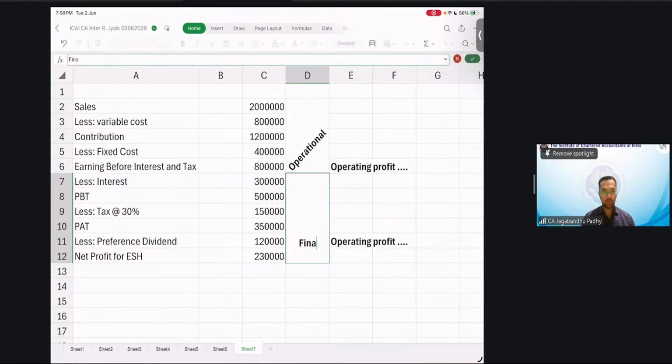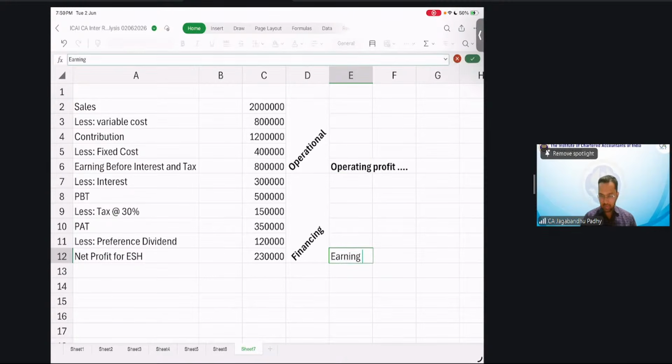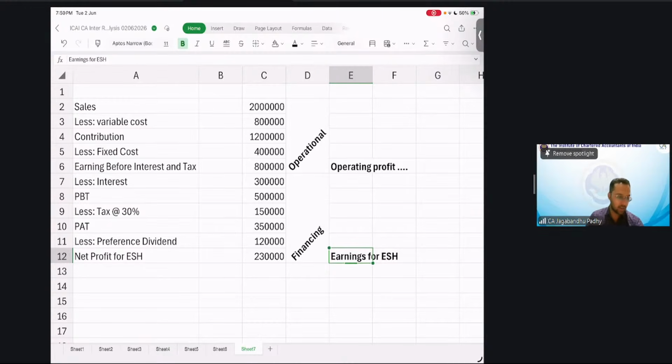This is your financing part, right? So this is your operating profit, and this is net profit for equity shareholders, which is the earnings for equity shareholders. Can you tell me what is the term that I can say to be representing earnings for owners? What will be the earnings for owners?